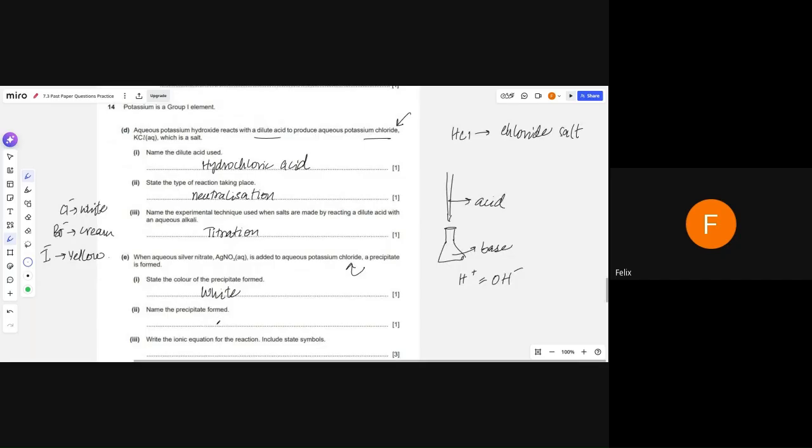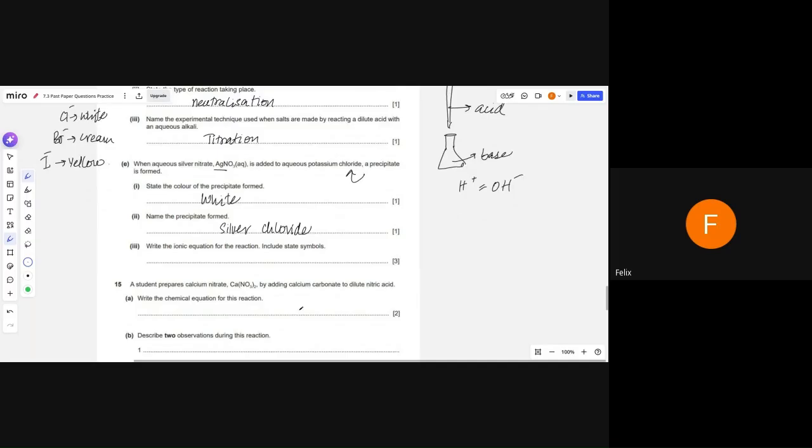Okay, write the name of the precipitate formed. It will be silver chloride, right? Silver nitrate reacting with potassium chloride. The name of the salt will be silver chloride. Okay, write the ionic equation for the reaction. Again, silver chloride is the product, so we have to write the ions that are involved in the production of it. So Ag plus and Cl negative, that is the answer. Okay, with state symbols: aqueous, and this will be solid.